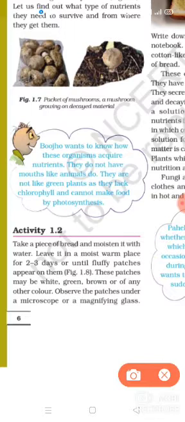After 2 or 3 days we can see some fluffy, cotton like structures, patches, which appear on it. These patches may be white, green, brown or any color. Observe the patches under the microscope or a magnifying glass.